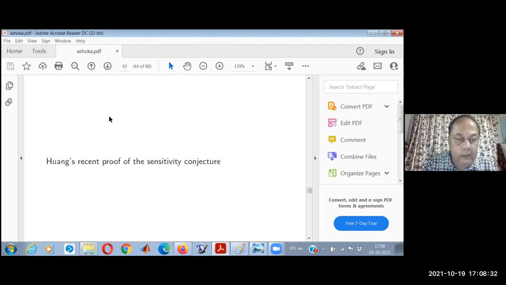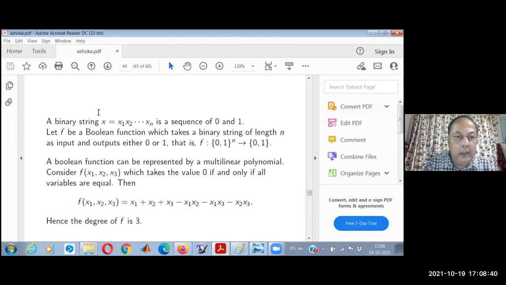Okay, so now let me come to Huang's recent proof. I'm giving some very brief background about the motivation. We are looking at strings of zeros and ones, and we have a Boolean function. That means it's a function which takes a string and maps it to 0 or 1. So here is the formal definition. It's a function from {0,1}^n to {0,1}. And a Boolean function can be represented by a multilinear polynomial.